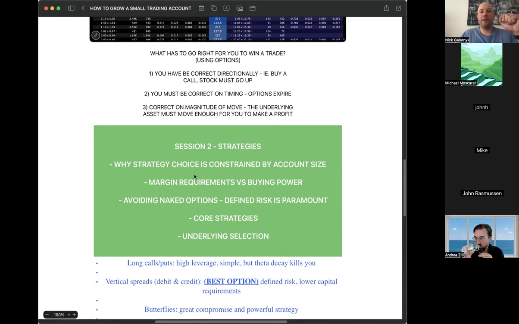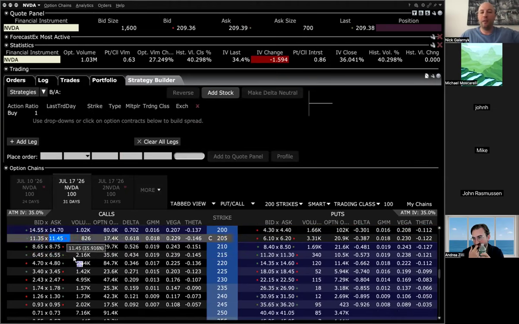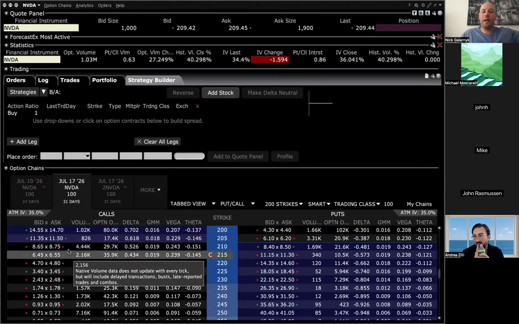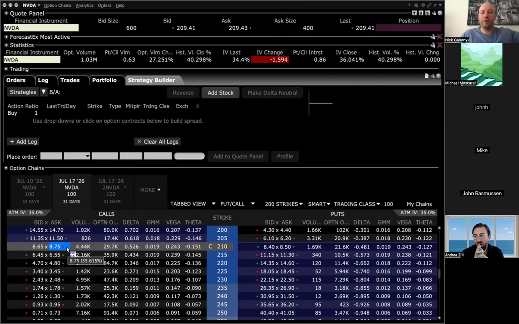So back to NVIDIA again, just to keep consistent here, right? So let's say we have the same thesis. NVIDIA's going to go to 230 a share by July 17th, right? Well, I could, for example, buy a call spread, or I could buy a call option. There are many different ways. Like there are an infinite number of permutations you could take to express your idea here, right?